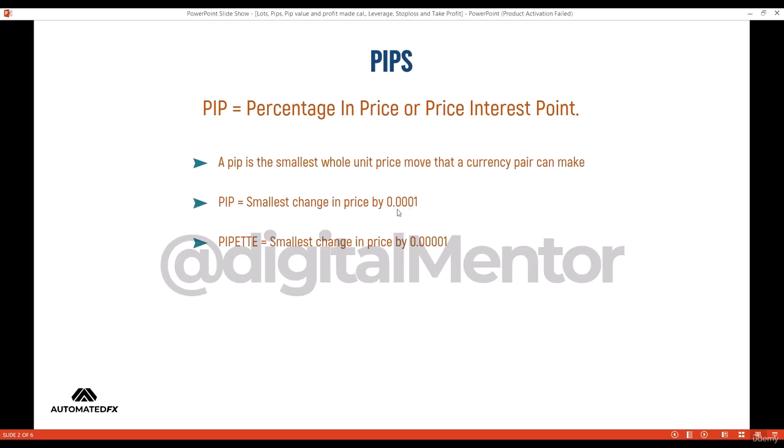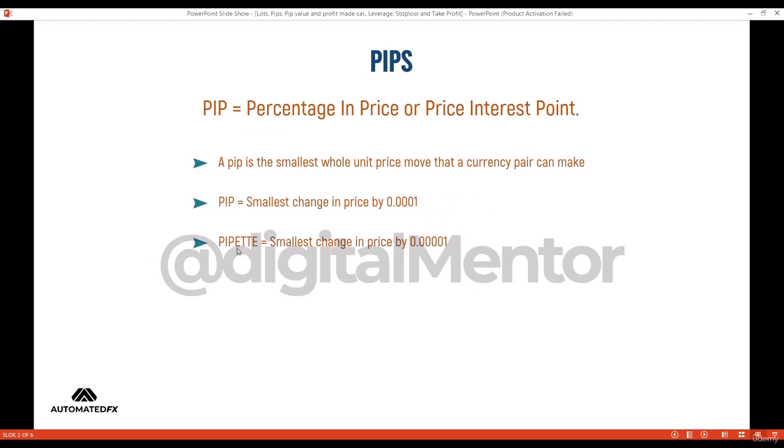So if the price moves from 0.0001 to 0.0002, it means the price has moved 1 pip. If it moves from 0.0001 to 0.0003, it means it has moved 2 pips.